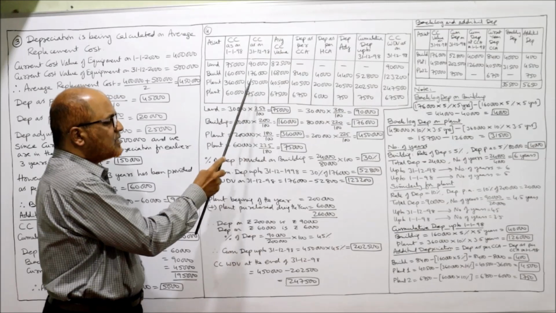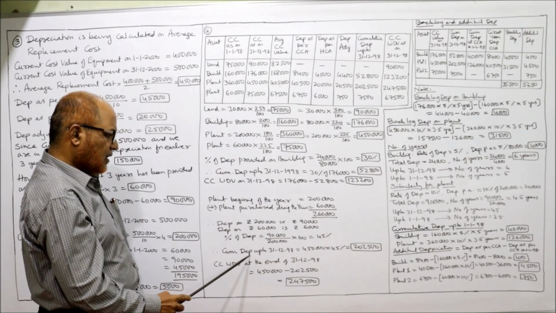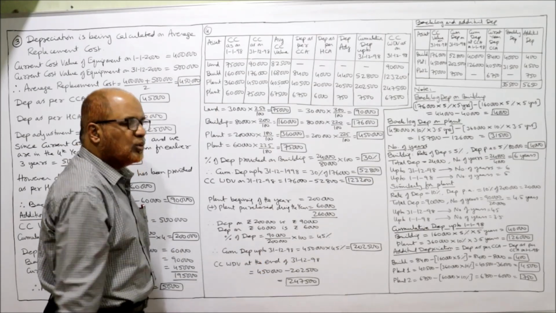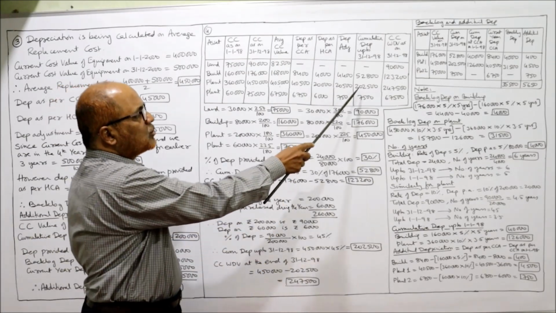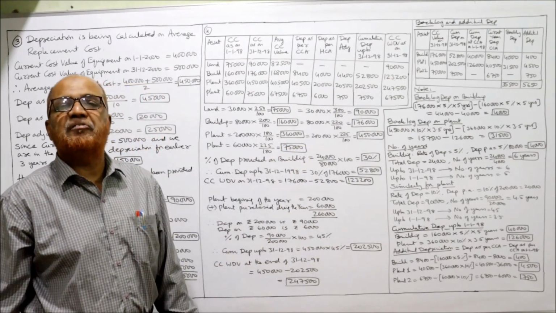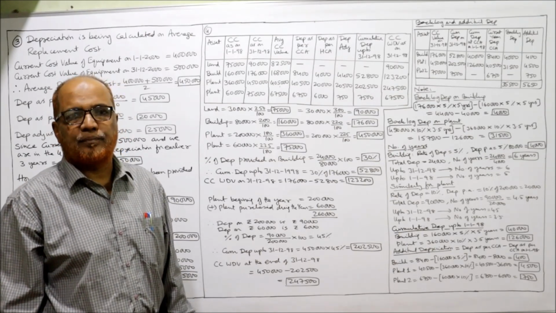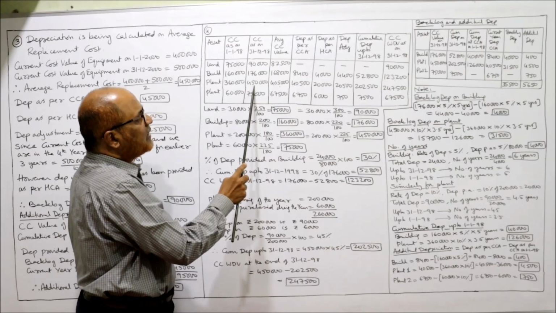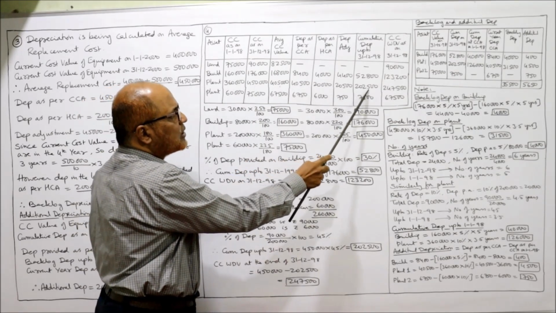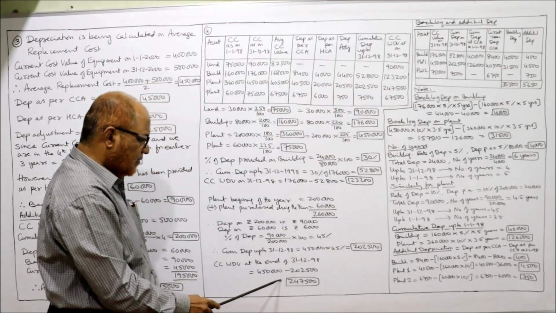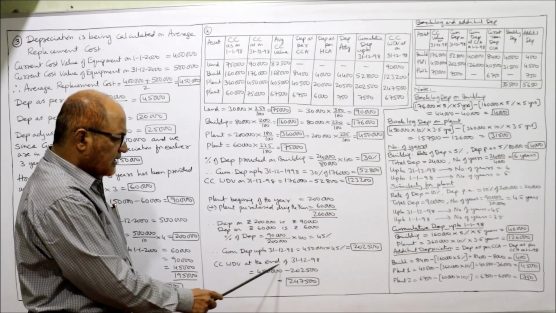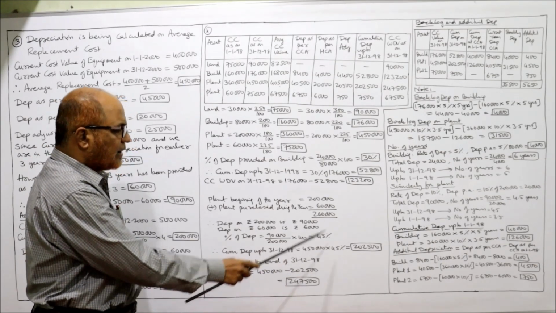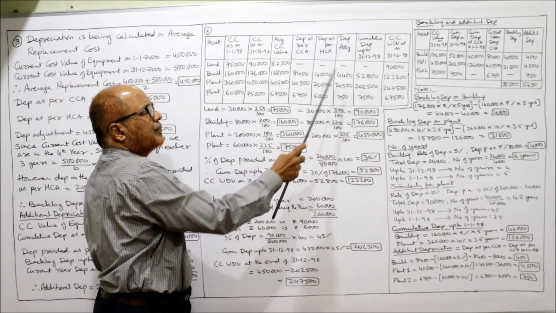Now 45% of 4,50,000. Here, cumulative depreciation. 45% of 4,50,000 comes to 2,02,500. So 2,02,500 is the cumulative depreciation on old plant. Right? Now WDV. So deduct it. 4,50,000 minus 2,02,500, 2,47,500. Here I have shown current cost WDV at the end of the year. That's all.